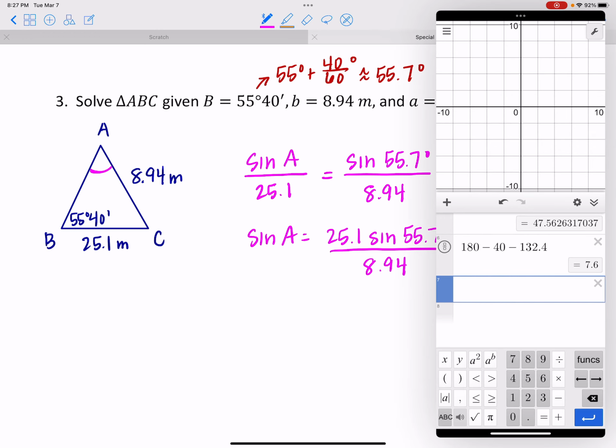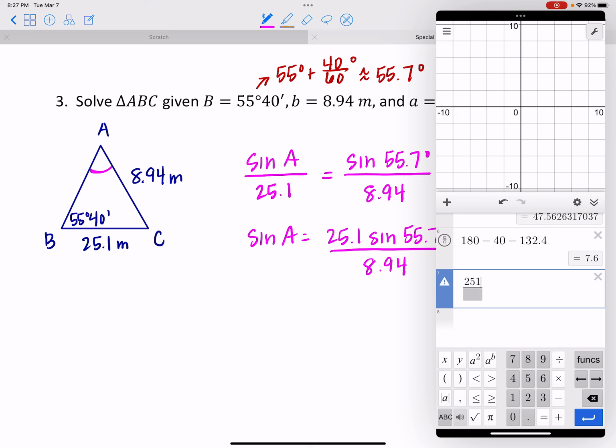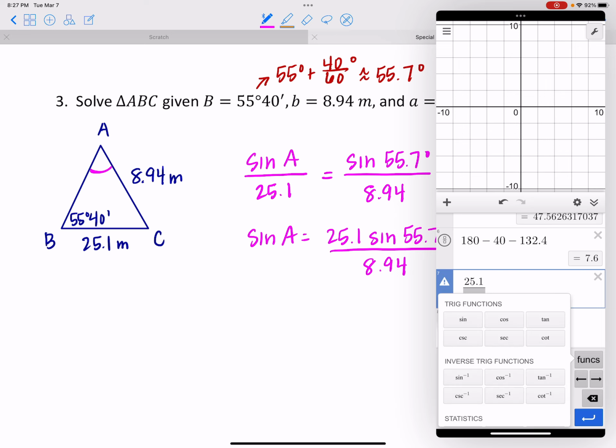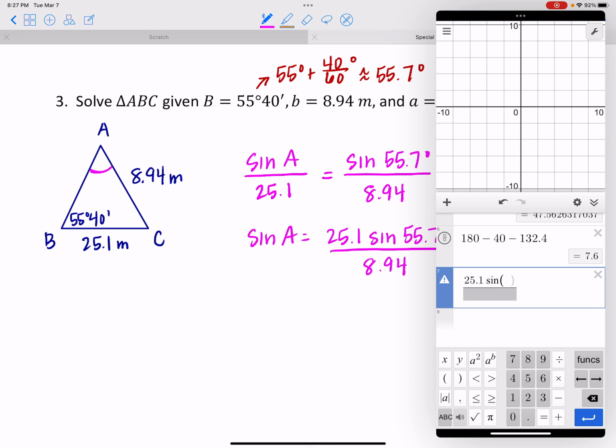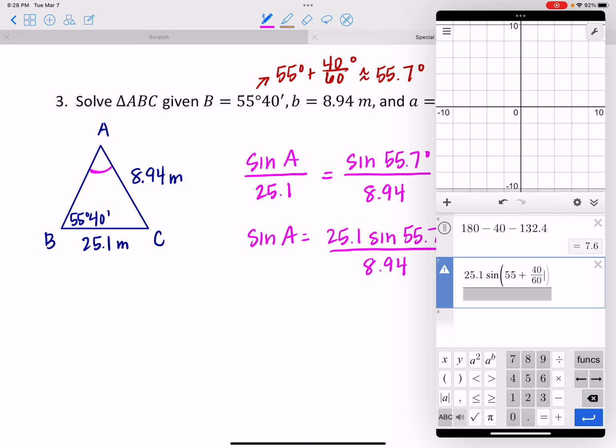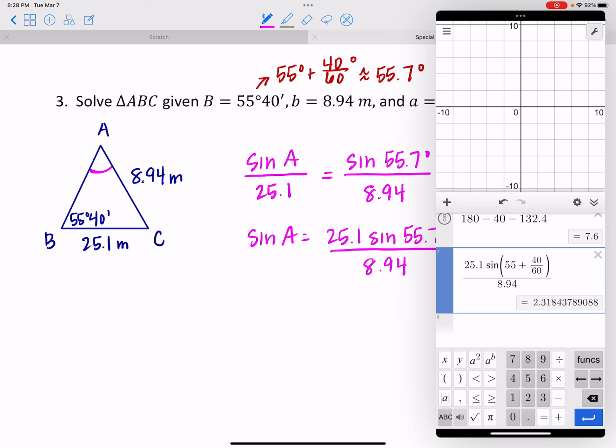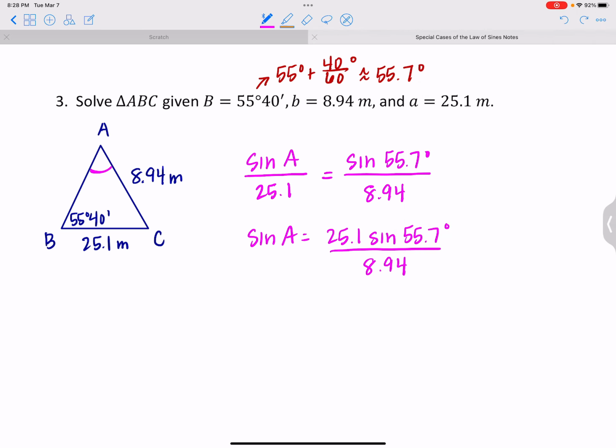So I have a fraction on the top, 25.1 times the sine of 55 degrees plus 40/60ths of a degree, and then on the bottom 8.94, and we end up with 2.31. So this means we are trying to find the sine of an angle that is approximately equal to 2.32, and that is not possible.